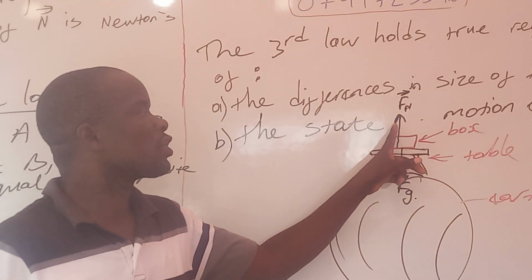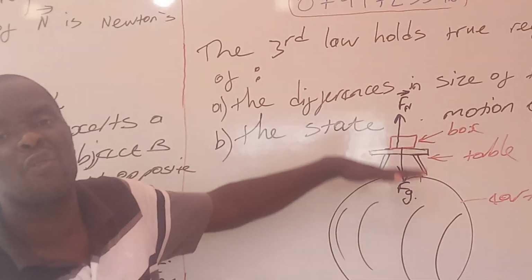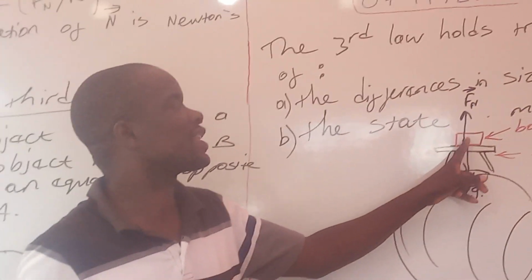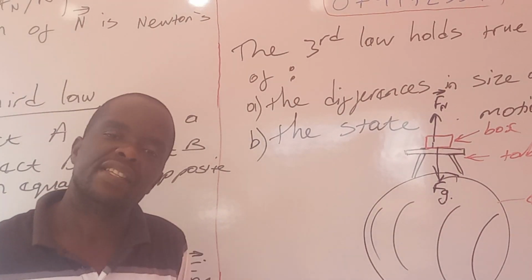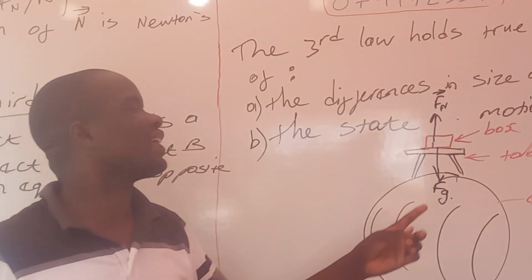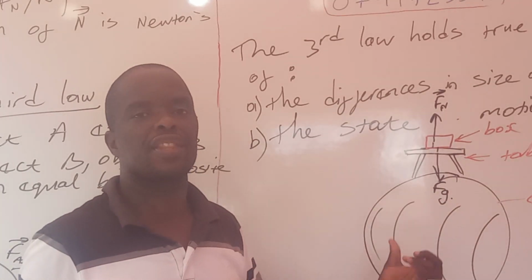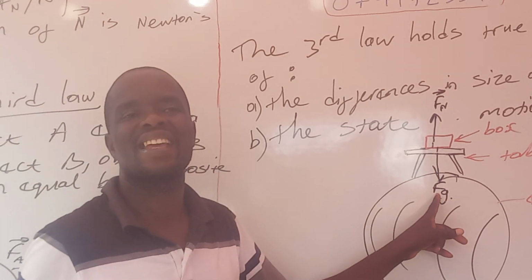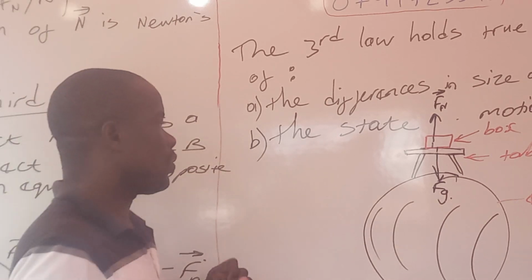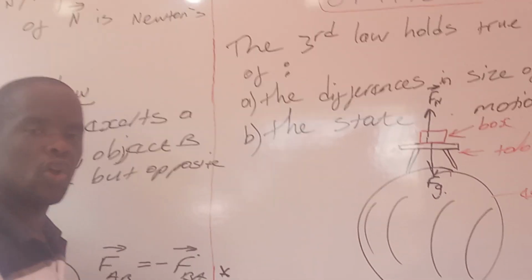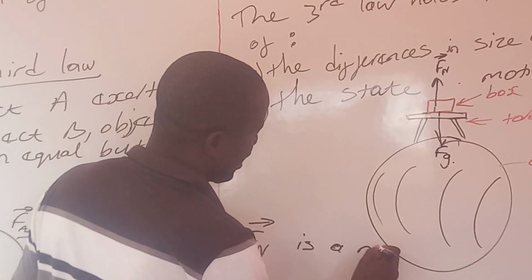Now, our normal force, or force normal, is balancing the force of gravity. That is the reason why the box is not moving up and down, because all the forces that are going up are equal to the forces that are coming down. So that is the reason why we also say our force normal is a reaction force. It is reacting to our gravitational force. So in this particular case, our gravitational force is the action force, and our normal force is the reaction force. So we need to note that our normal force is a reaction force.